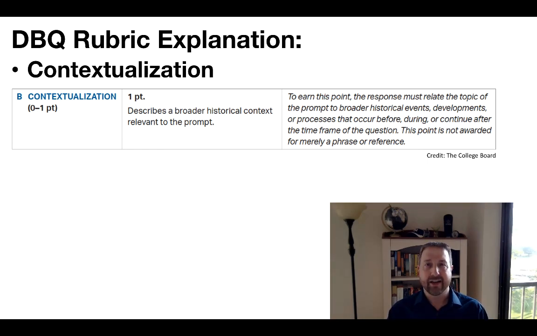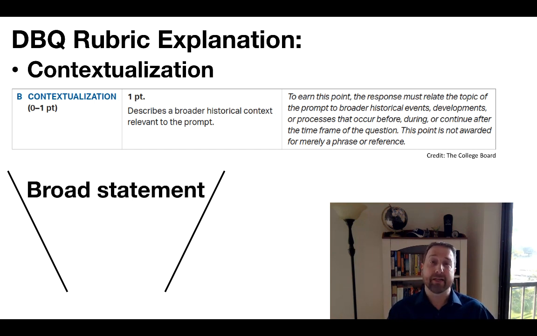Now, technically, the contextualization can occur during the time frame of the question or after, but we put it in the intro because it almost always only earns the points there. The information included in the contextualization cannot be repeated later in the essay for credit. So again, that is why we place it in the introduction. Okay, so think of this as a V formation, where you go from the broad to the specific. The first sentence should be a broad statement about the historical events, developments, or processes that occurred just before the topic of the prompt. Now, how far back should you go?